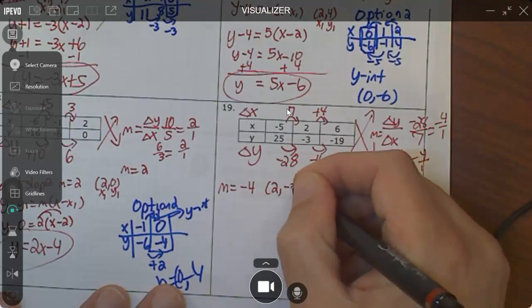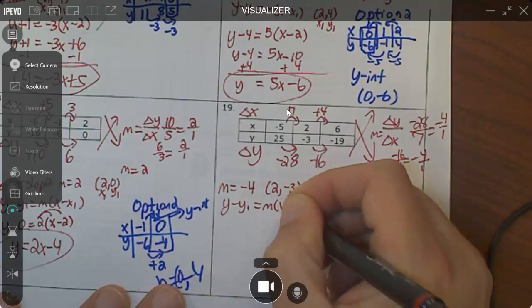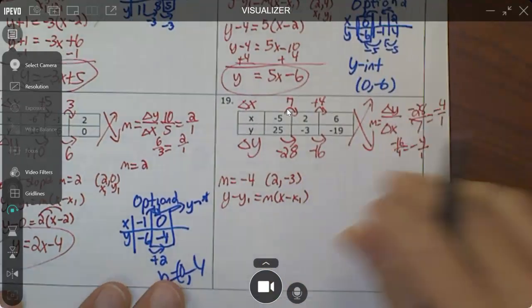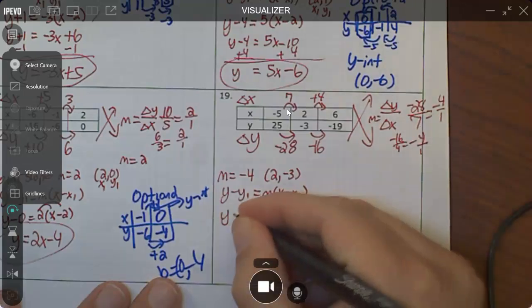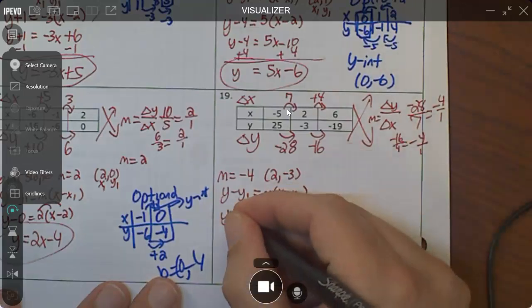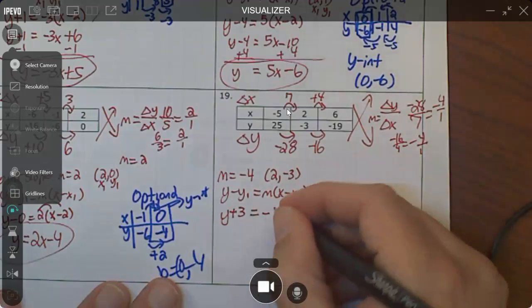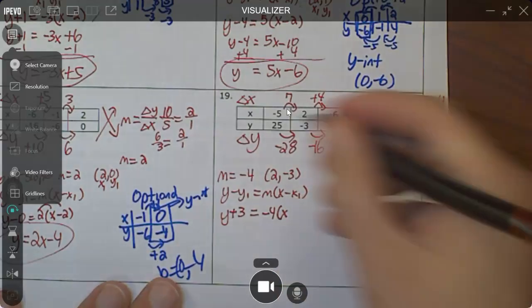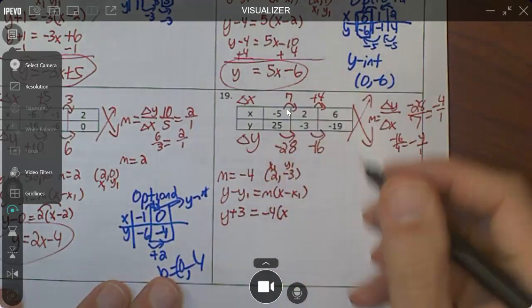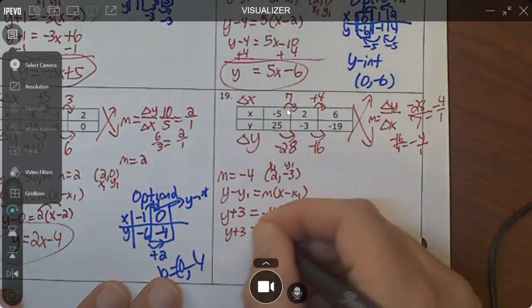I'm going to use 2, negative 3. You can use any point you want. So Y, the opposite of negative 3 is positive 3. So you go opposite Y. M stays the same. X, and then opposite X1. Get it in slope intercept.